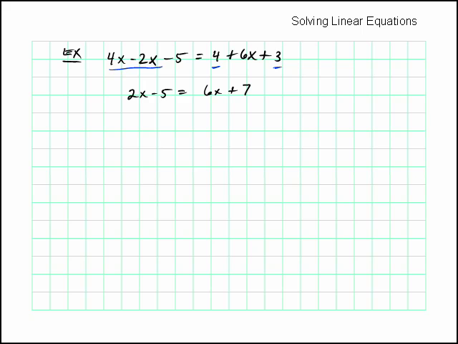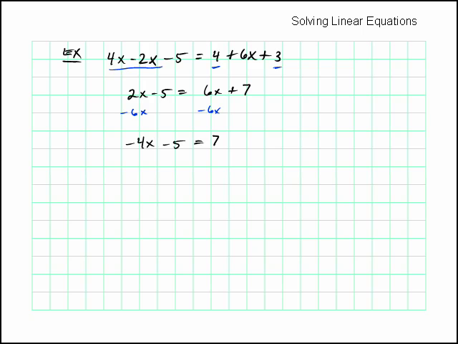Now I've got x's on both sides of the equation, so what I'm going to do is move everything with x's in them to one side, and what that really amounts to is I'm going to subtract 6x from both sides of the equation now. Minus 6x, like that. 2x minus 6x is negative 4x. Minus 5 equals 7. Now it looks like the other ones that we've been solving.